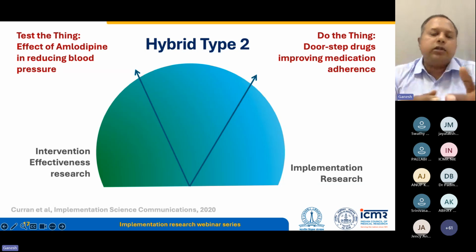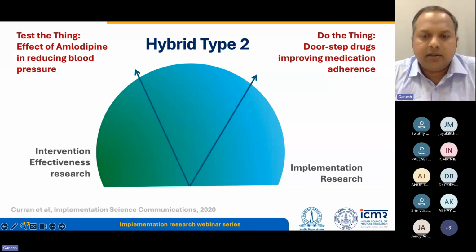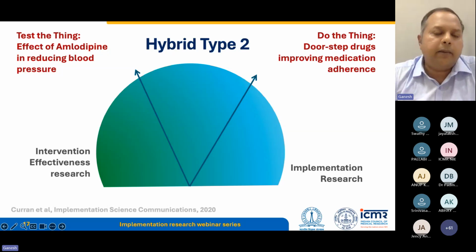When we are supposed to do this the hybrid type 2 way, we are going to have a decision tree to understand it better. And also simultaneously, we will be discussing a little bit more on published examples of hybrid type 1, hybrid type 2, and hybrid type 3. So let's go ahead on that.